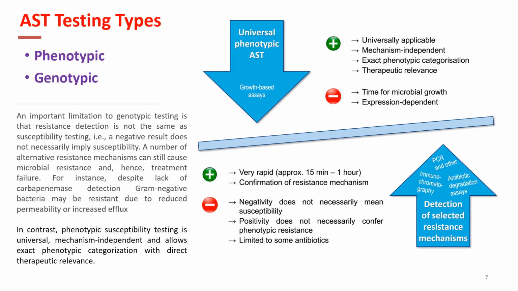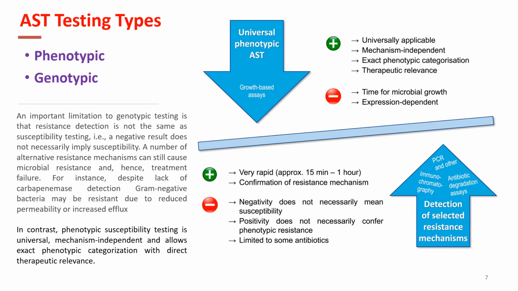Now there are two different methods of sensitivity testing. One is the phenotypic method and another is the genotypic method. Phenotypic methods are universally applicable, mechanism independent, and they have exact phenotypic categorization. They have therapeutic relevance too. However, the issue with phenotypic methods is that they require time for culture growth. They are expression dependent.